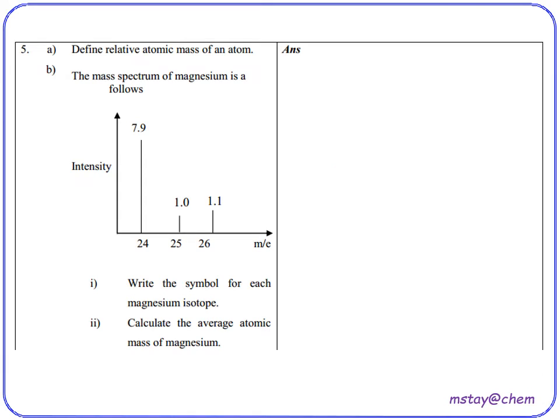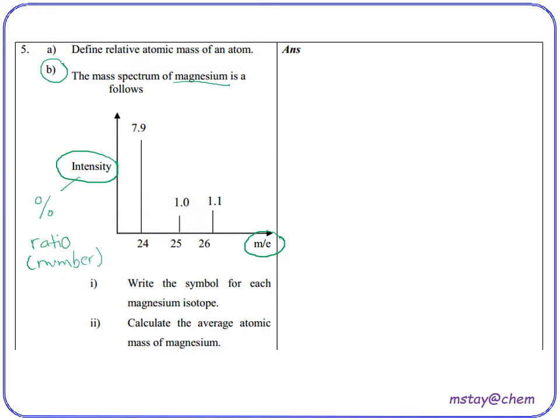Okay, after getting some idea, now we continue with the tutorial questions. We start with question number 5B. The mass spectrum of magnesium is as follows. Here we have intensity, and the horizontal axis is mass. Reminder, the intensity can be in terms of percentage or in terms of ratio like this. They will just give us the number.